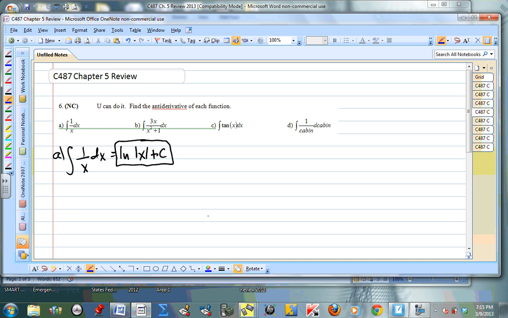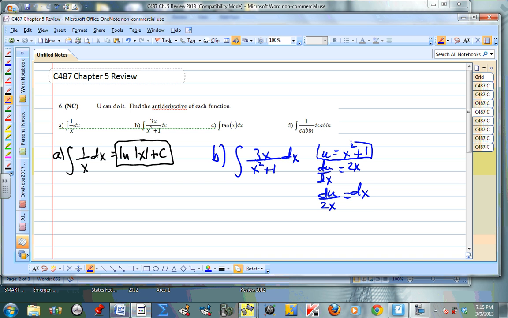Okay. Part B, that's not as straightforward. We get the integral of 3x over the quantity x squared plus 1 dx. We need to do substitution. So let's let u equal x squared plus 1. Then du/dx is going to equal 2x. If we get dx by itself, we'll have du divided by 2x equals dx. We have a u and we have a dx.